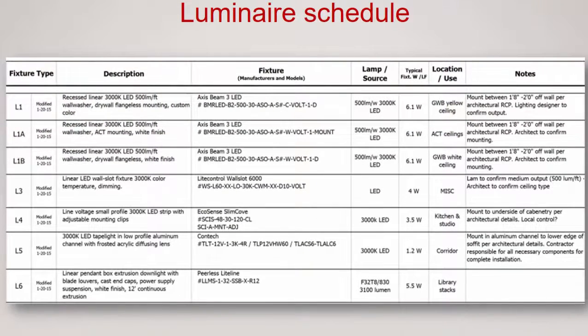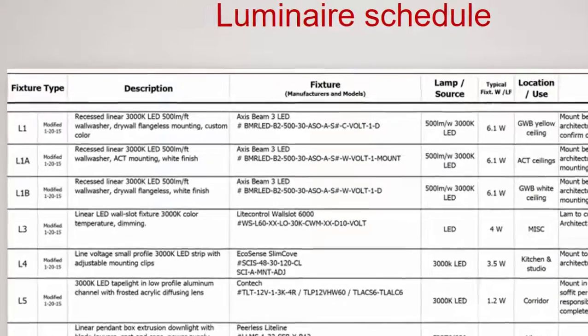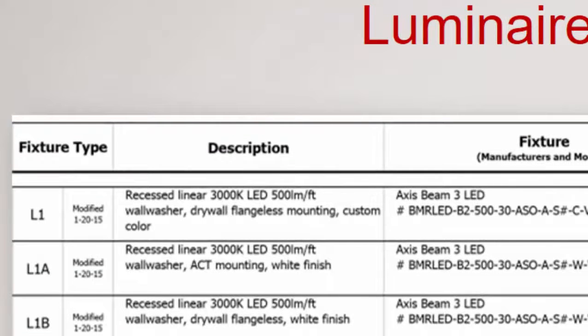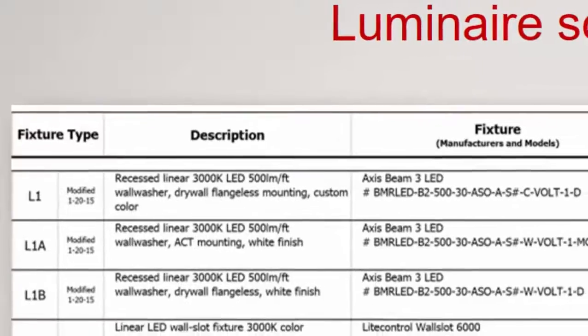A luminaire schedule is for the lighting, and that would tell you more specific information about each particular light fixture. For an example, we could give it a fixture type of an L1, and we would know through the schedule an L1 means that it's a recessed linear, 3000K LED, and so on, type fixture.